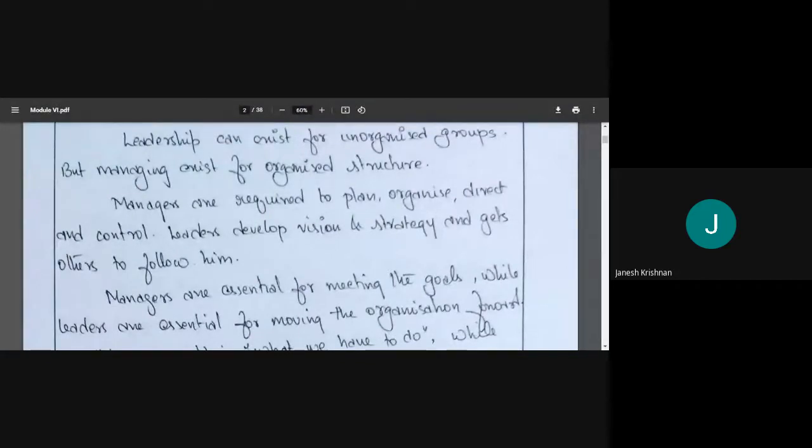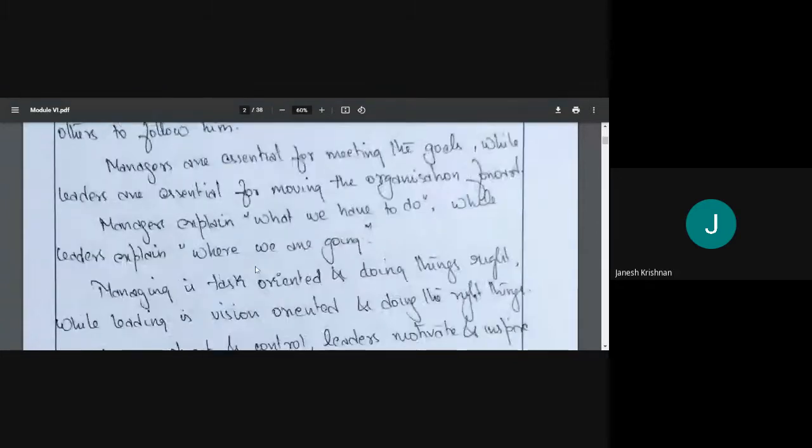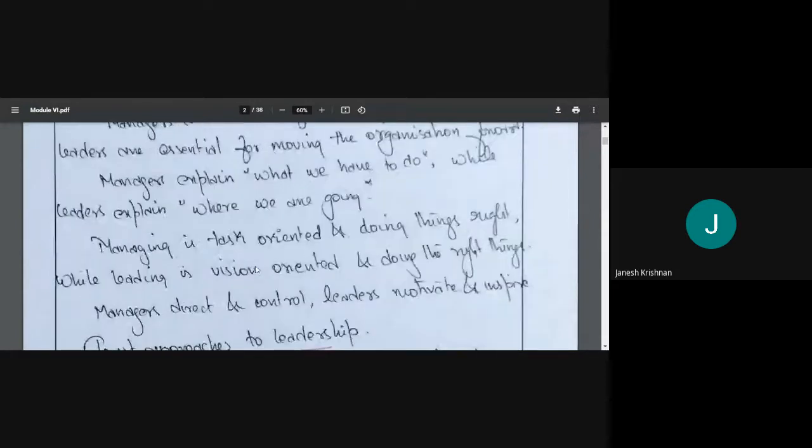Okay, so the manager shows us the plan or the goal. The leader will use this goal. Okay, he will motivate the people, form a strategy to motivate the people so that this goal is achieved. Right. So managers are essential for meeting the goals, and leaders are essential for moving the organization forward. Okay, a good leader will always move the organization forward, and managers will see that the goals are met, right?